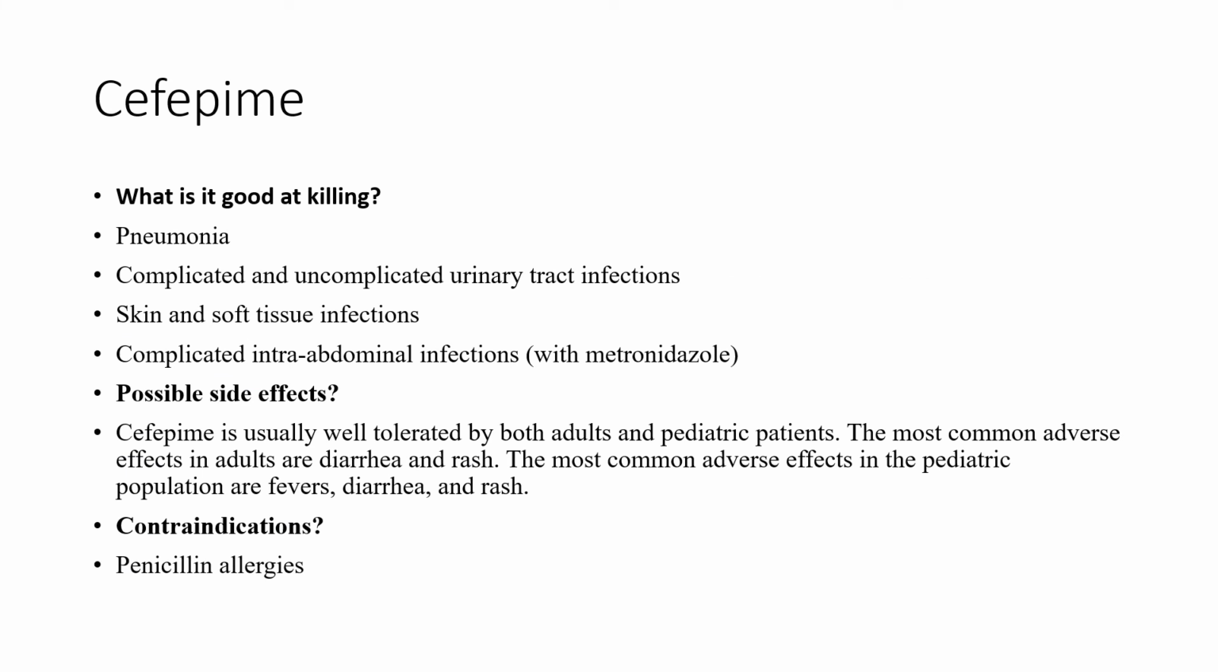What is it good at killing? When you think about infections, the most common places that infections occur are your skin, your lungs, your urinary system, and your abdomen. Well, Cefepime is a broad spectrum antibiotic. Broad spectrum essentially means that it can kill multiple things. So it's very good at killing pneumonia, complicated UTIs, skin and soft tissue infections, and complicated intra-abdominal infections, which is essentially the basics of everything that could possibly become infected.